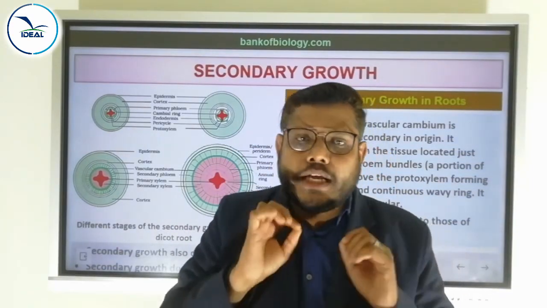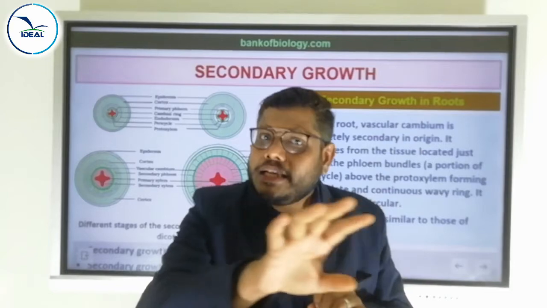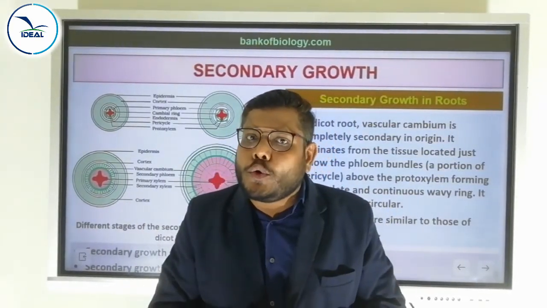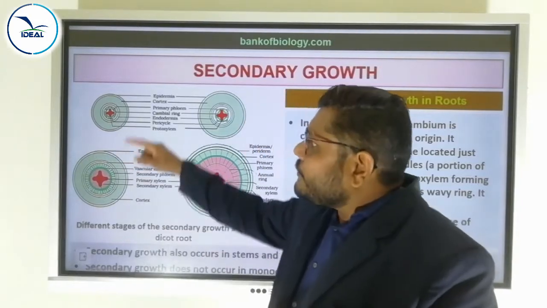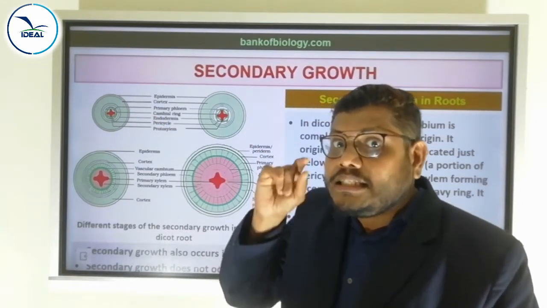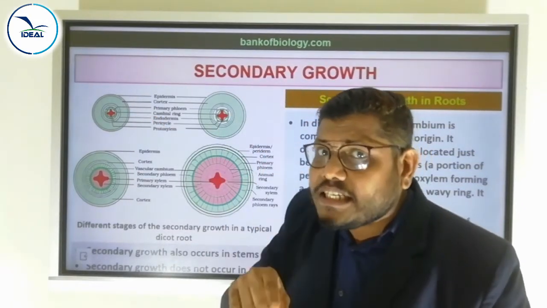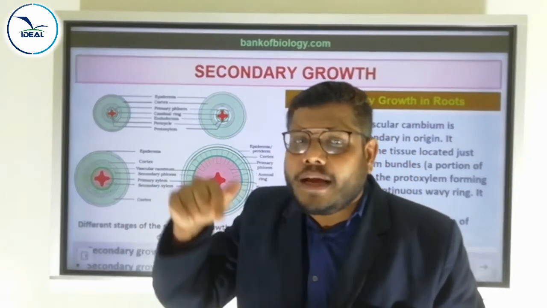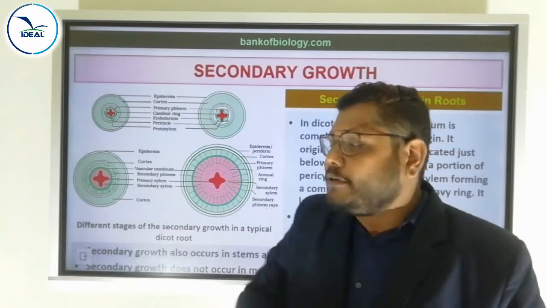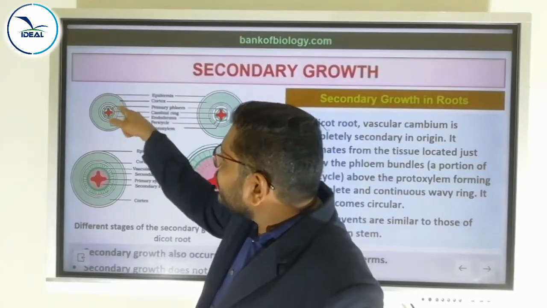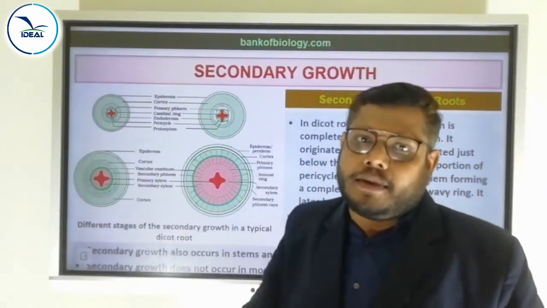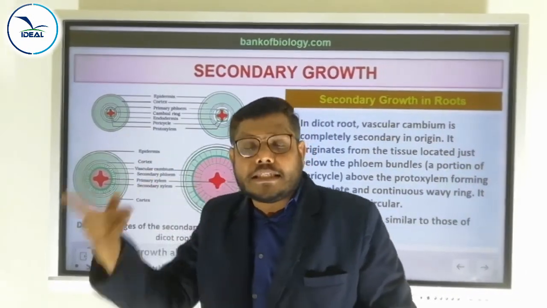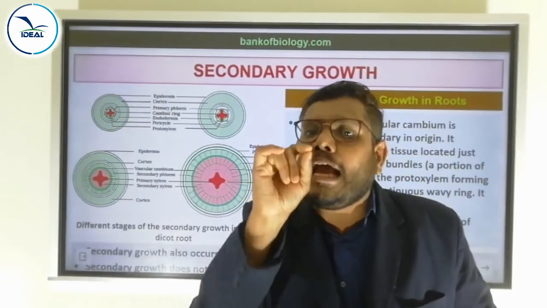We already know that in the case of root there is no cambium. Then how the secondary growth takes place in dicot root? Listen here. We already know the conjunctive tissue. What is conjunctive tissue? It is the parenchymatous cells found between the xylem and phloem. That is called the conjunctive tissue. The conjunctive tissue inner to the phloem becomes meristematic and forms a cambium.